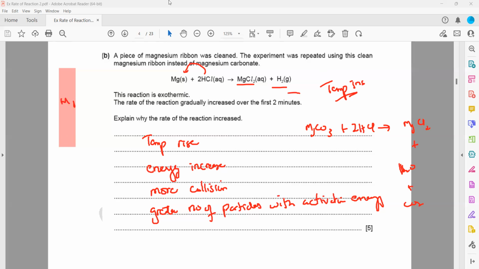The magnesium ribbon normally reacts with the surrounding oxygen and develops an oxide layer on the surface. That is magnesium oxide. So first we clean it, as magnesium is a reactive metal. We clean the magnesium surface using sandpaper. We remove that oxide layer and then we react. That's why they use the term "a piece of magnesium ribbon was cleaned". What does it mean to clean? It means we remove the oxide layer from the surface.